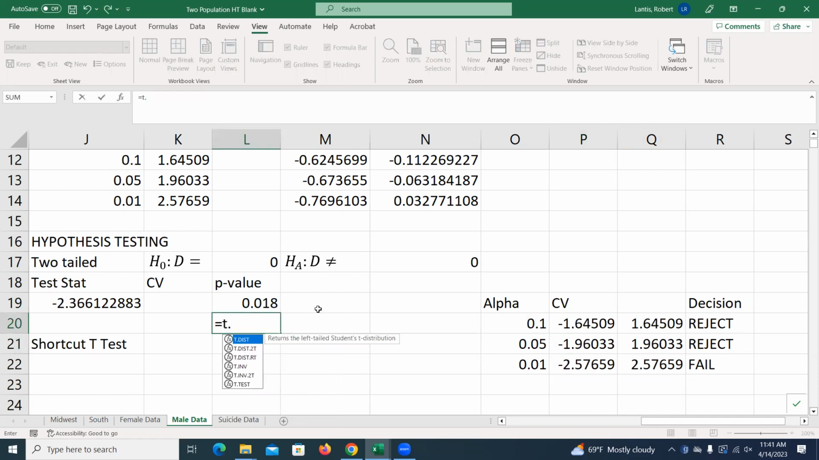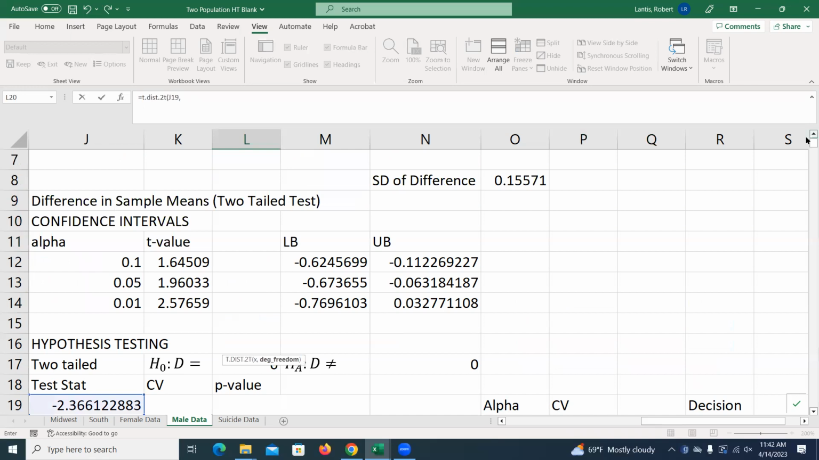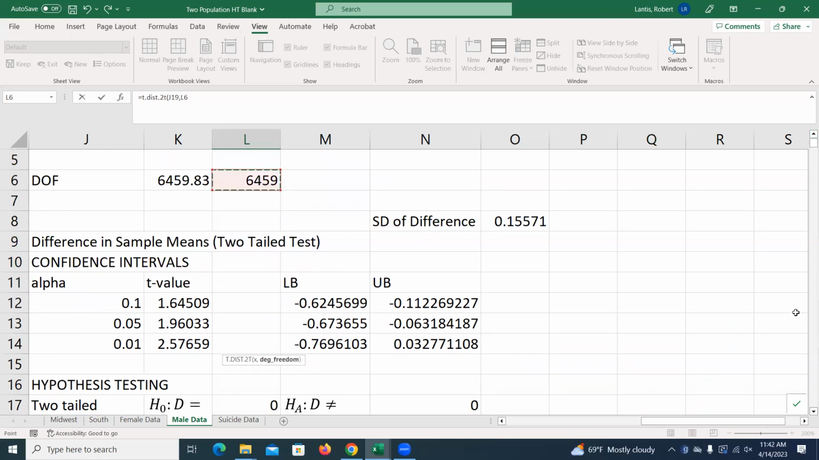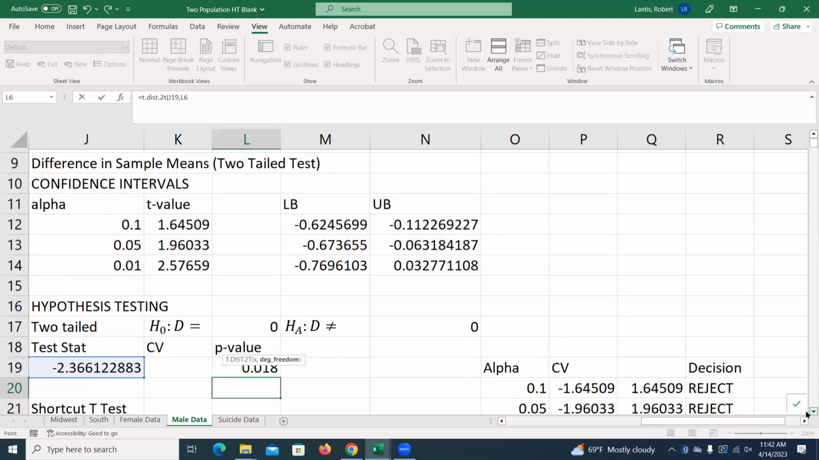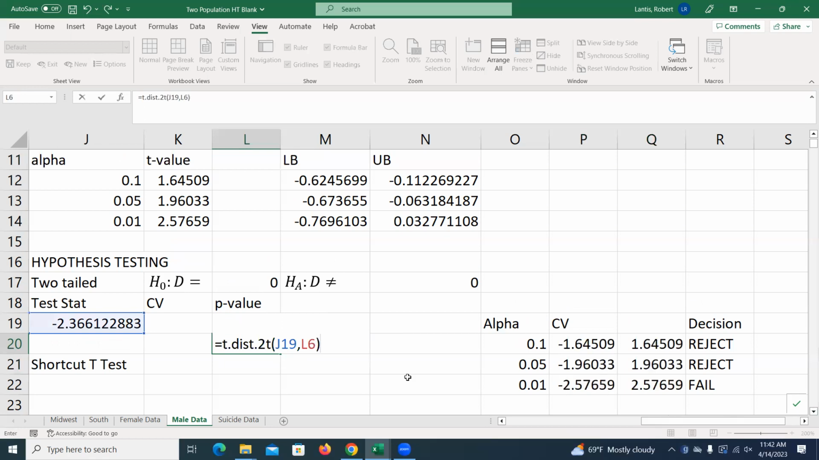So when we looked up that area in the tail to find our p-value, we used that t.dist function. There is a t.dist.2t, right? So I could tell it my test statistic, comma, tell it my degrees of freedom, and it will basically look up what that area in the tail was and multiply it by 2 for me.